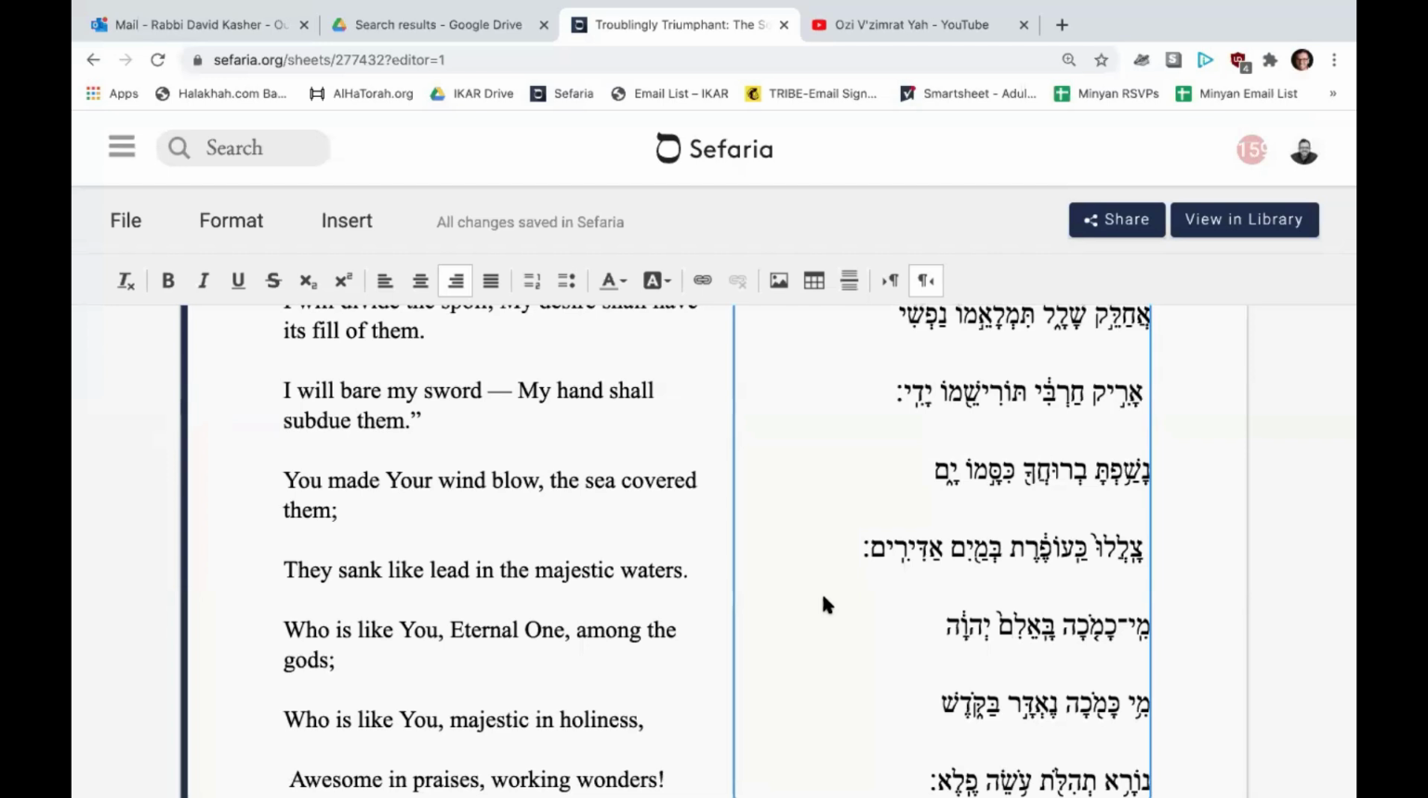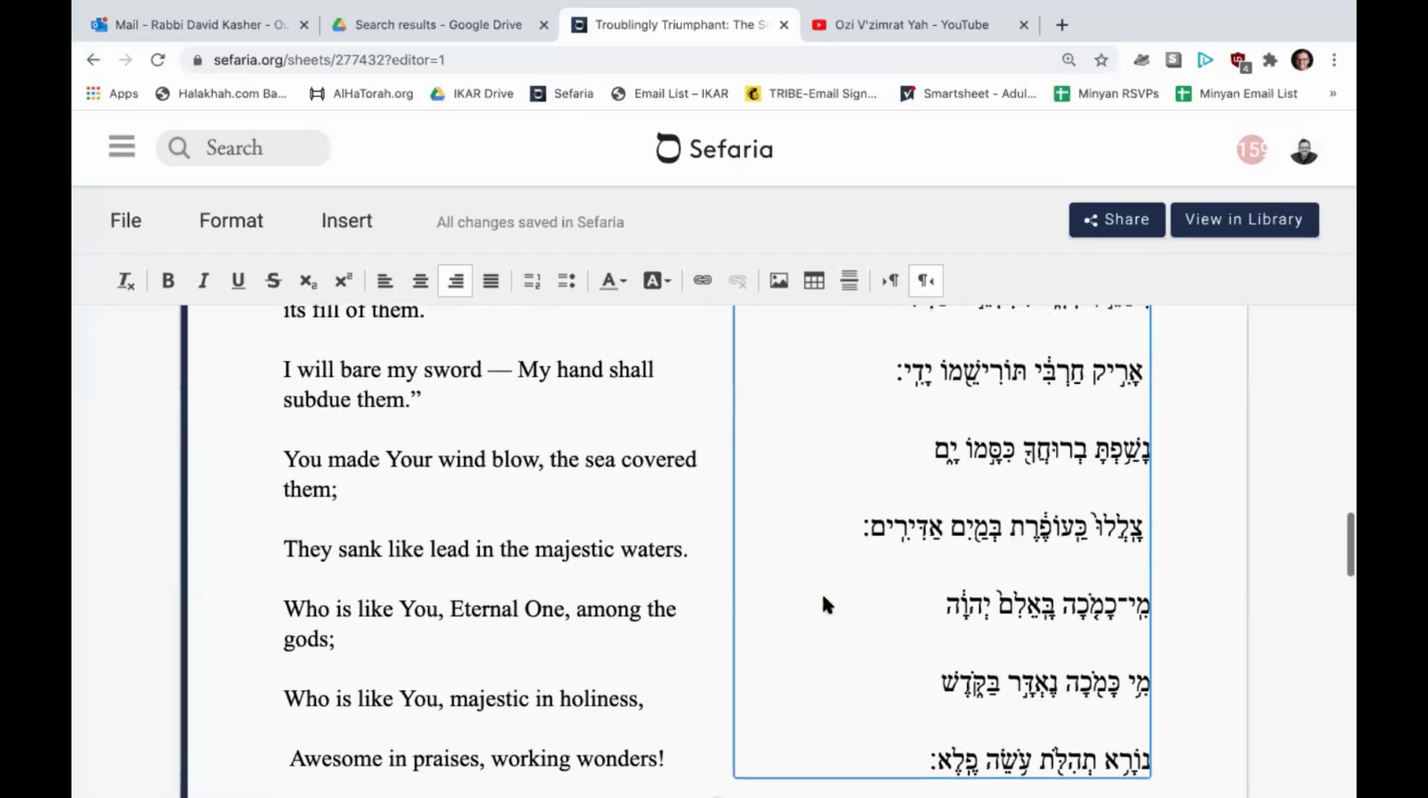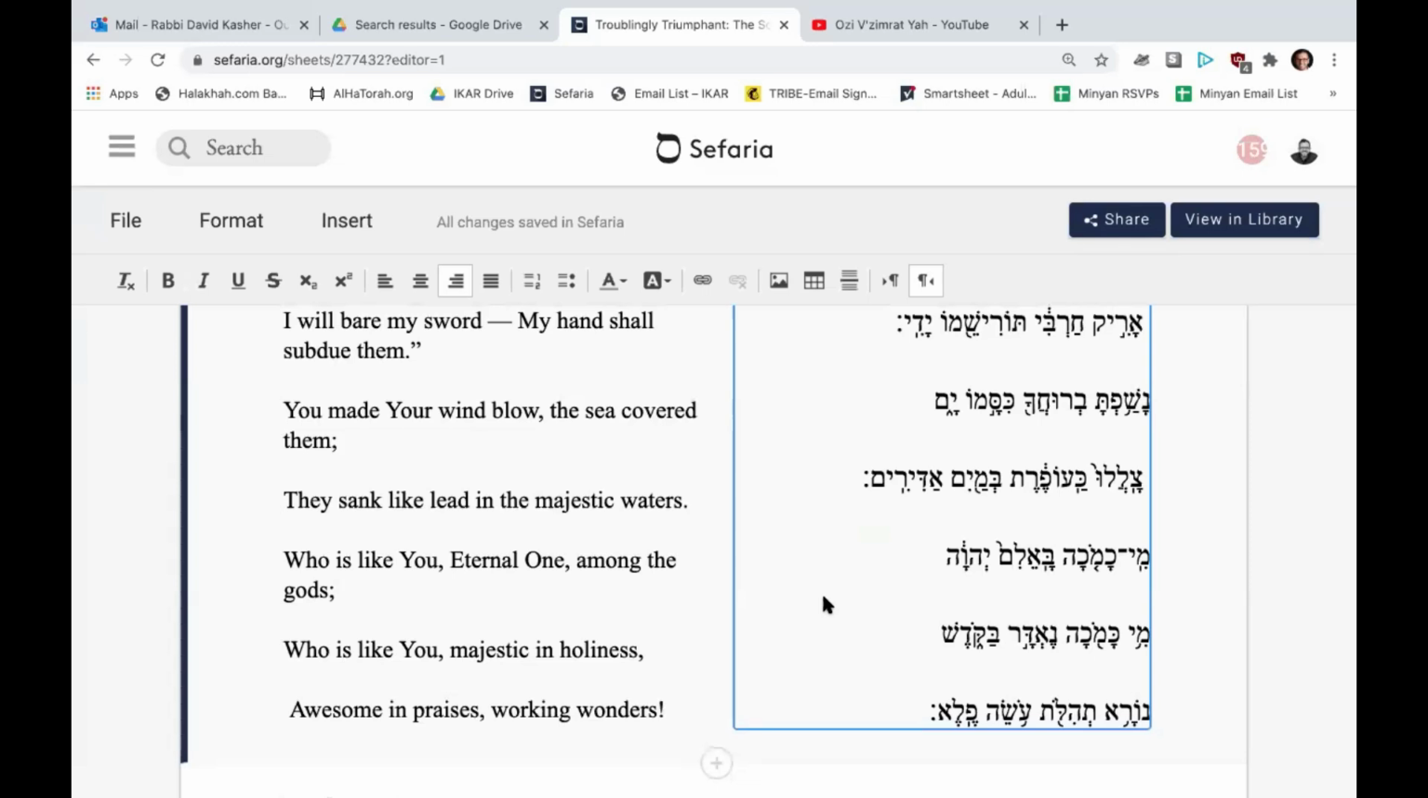You made your wind blow, the sea covered them. They sank like lead in the majestic waters. And then here's another famous line from the Song of the Sea.